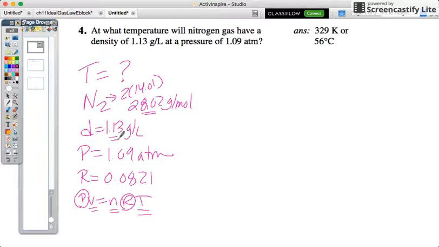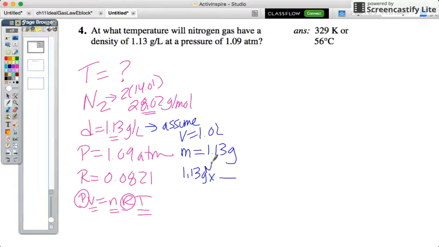So one way to manage this is to say, okay, I'm going to assume that I have a volume equal to 1 liter. If the volume is equal to 1 liter, then I know that my mass has to be 1.13 grams based off of the density. If my mass is 1.13 grams, then, because I know that it's N2, I have 28.02 grams of N2 per 1 mole of N2.